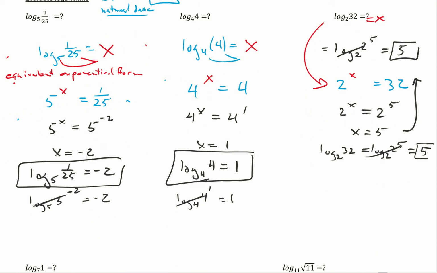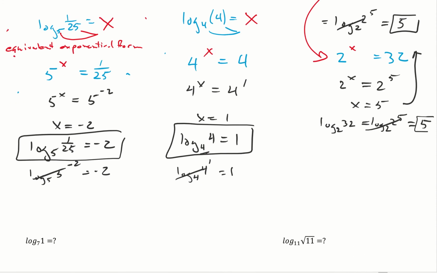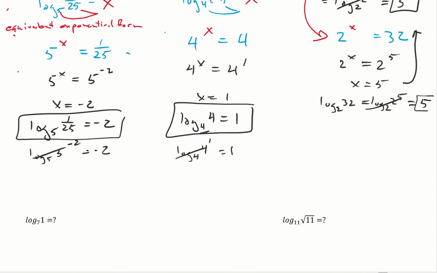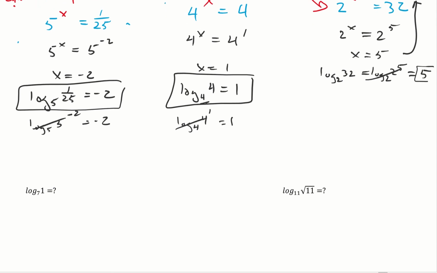Two more, and then we'll graph a curve, and that'll be it for this video. So let's take a look at a couple more. You can pause, you can look at this and see if you can figure this out. This one is, you might want to write, okay, log base 7 of 1 equals, gee, I don't know. All right. So 7 to I don't know is equal to 1.